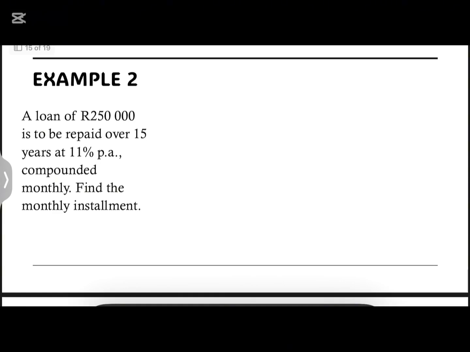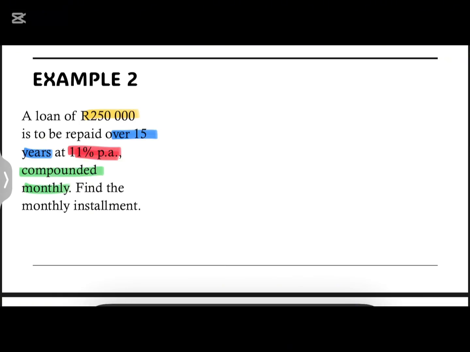Okay, let's look at the second example. A loan of 250,000 is to be repaid over a period of 15 years at an interest rate of 11% compounded monthly. So we have compounded monthly in this case. Very important.